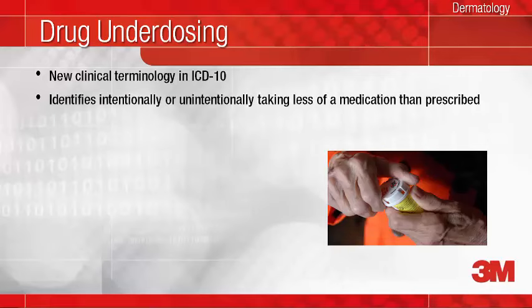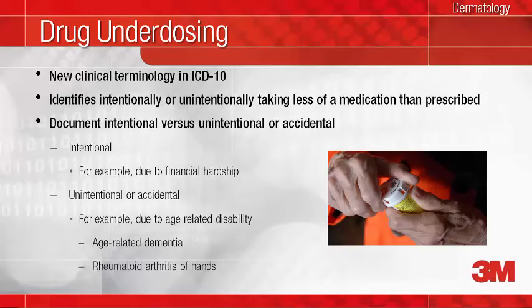Underdosing identifies situations in which your patient has taken less of a medication than prescribed by you, either unintentionally or intentionally. Document in your notes why the patient isn't taking the correct amount of their medication and the associated condition. For example, patient was seen in the office today with severe flare-up of her psoriasis. Patient discontinued her adalimumab because she could not afford the cost of the medication.